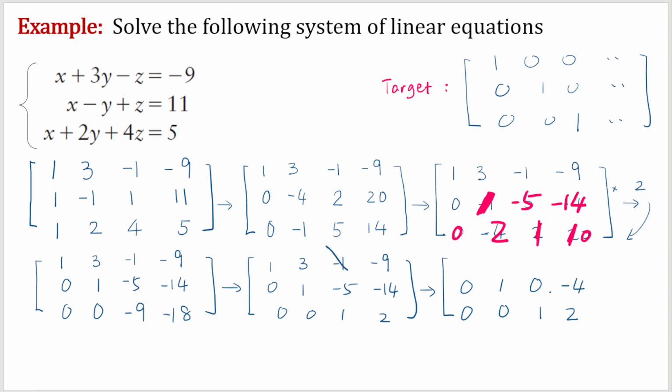We also want this number to be 0 here, right? Therefore, you can use this row times 1 added to the first row. This will give us 1, 3, 0, negative 7, right? Can you follow me?